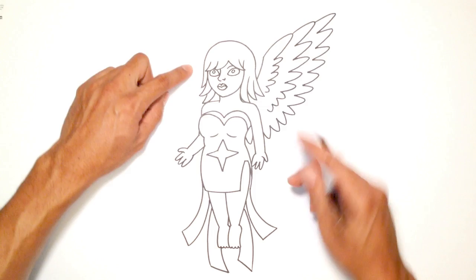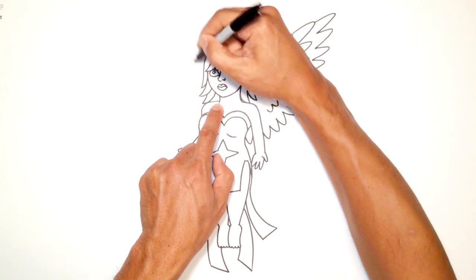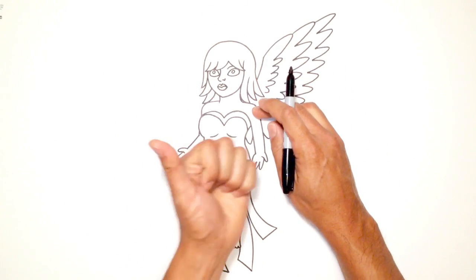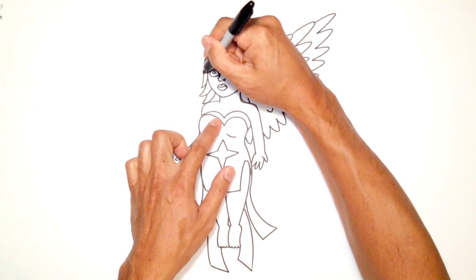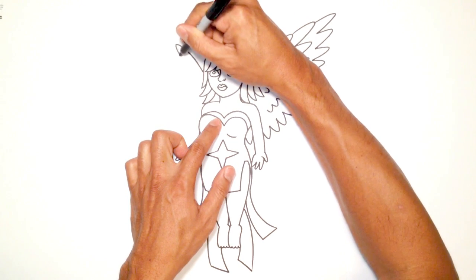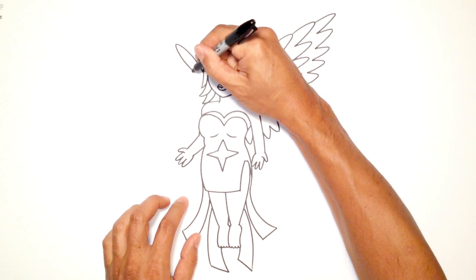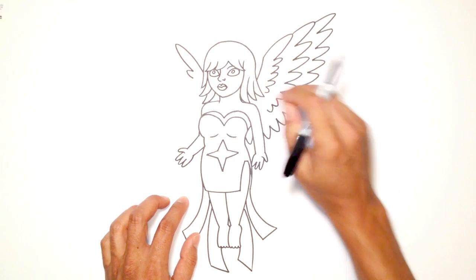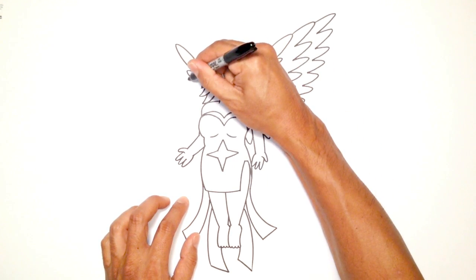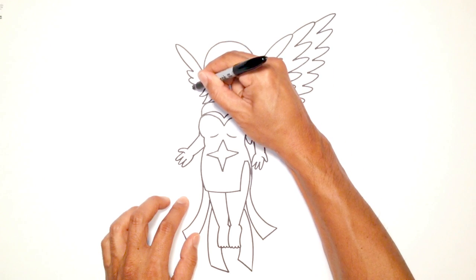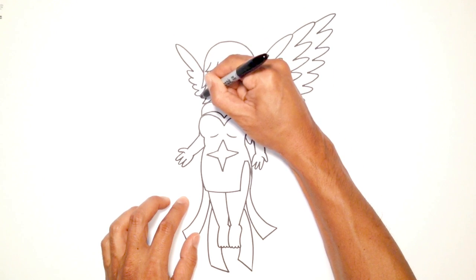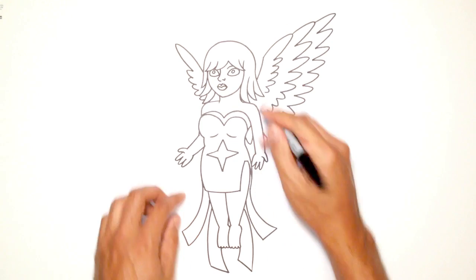Now let's get on to the right side here. So again, from the shoulder blade, this wing is going to come up, but because she's turned that way, it's going to be angled in a different way. So here I'm going to go out and back in, and making these little feathers, just like I did here. Just going to draw a few little feathers that curve around and behind that hair.